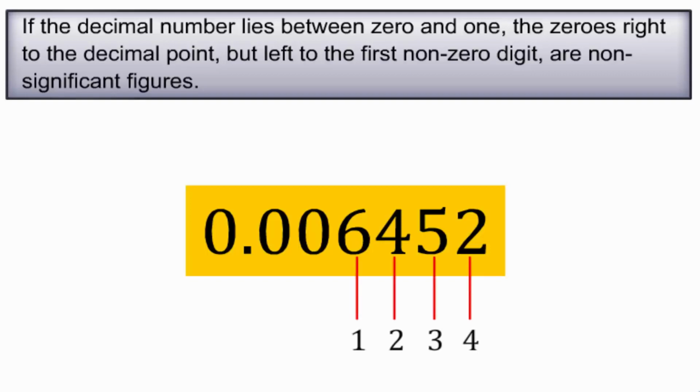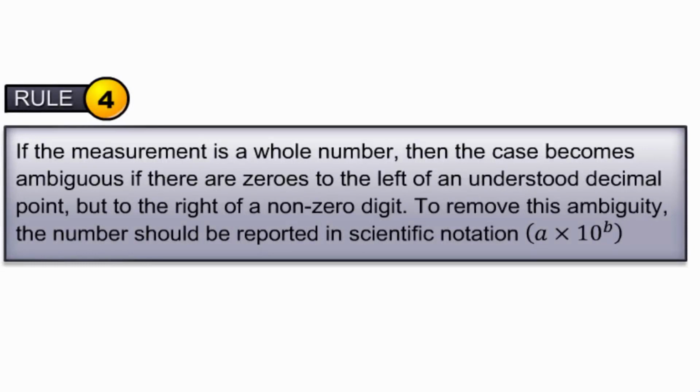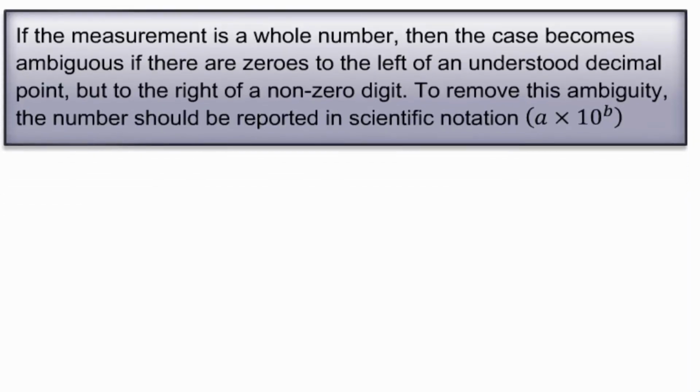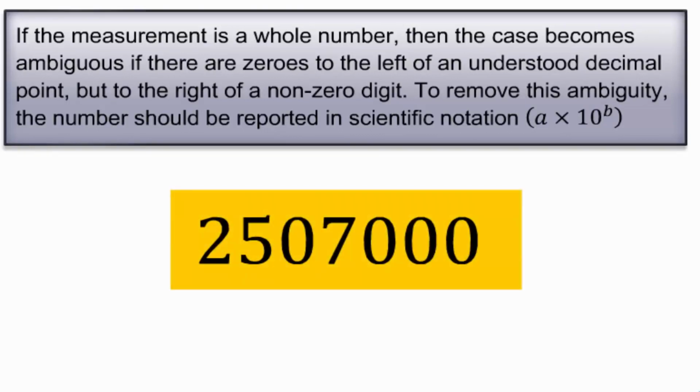The fourth rule states that if the measurement is a whole number, then the case becomes ambiguous if there are zeros to the left of an understood decimal point, but to the right of a non-zero digit. To remove this ambiguity, the number should be reported in scientific notation. That is, a into 10 raised to power b. For example, let's take a number 2507000. This is a whole number.